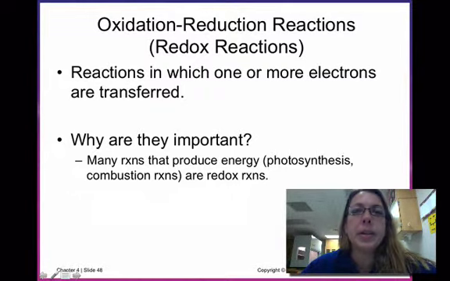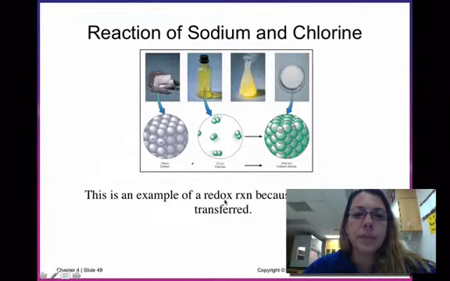So if you remember, single replacement reactions, those are all redox reactions. Combustion reactions are all redox reactions. This is that third type of chemical reaction that we haven't talked about yet. They're important to us because many of the reactions that produce energy are redox reactions. So the examples they give here are photosynthesis and combustion reactions. Both of those produce a lot of energy that we use, both in our body and in the world around us, and both of them are redox reactions.